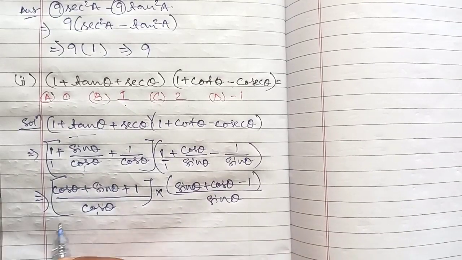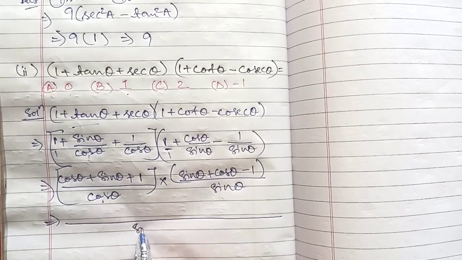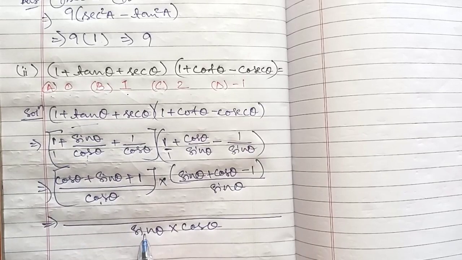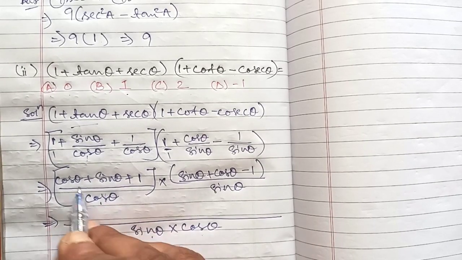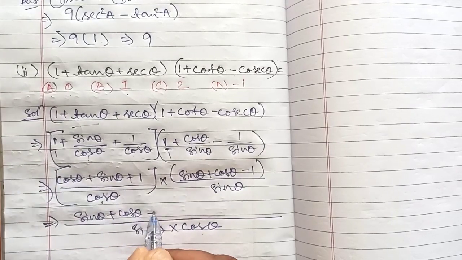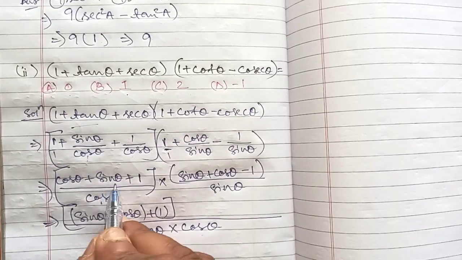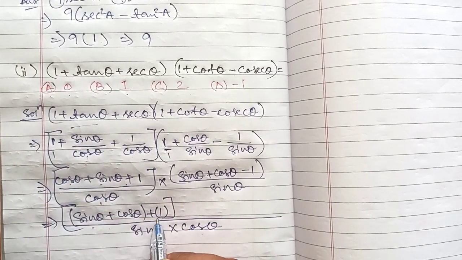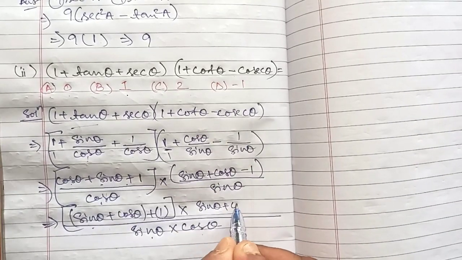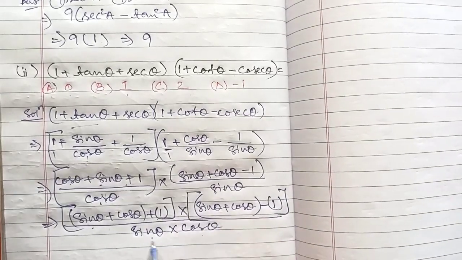Okay, we will multiply now. If we multiply these two terms, what will we get? Sin theta into cos theta we will get in the denominator. I have written sin first, then cos. This also I will arrange: sin theta plus cos theta plus 1. I will give two different brackets for them. Sin theta plus cos theta plus 1 into, this is as it is, sin theta plus cos theta minus 1. Okay, can you see?